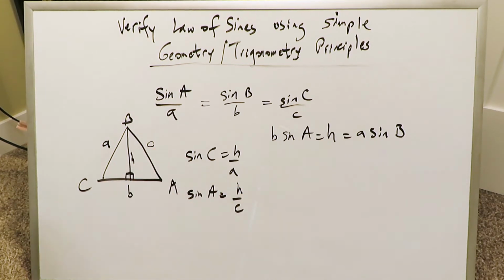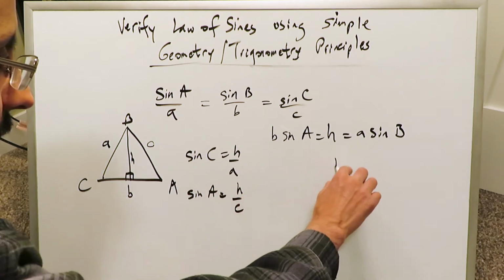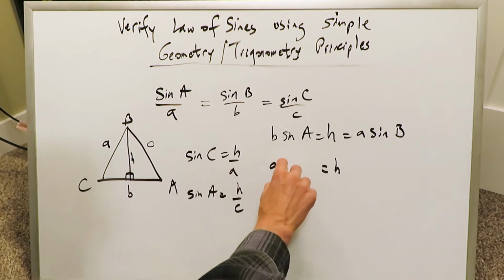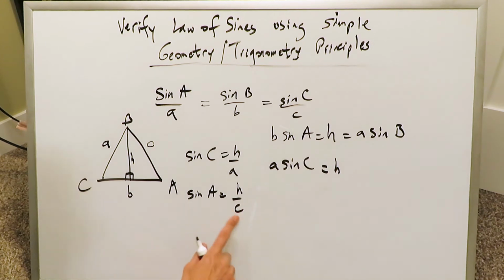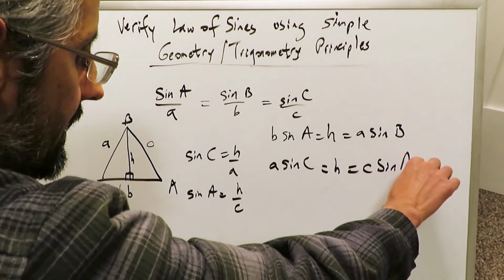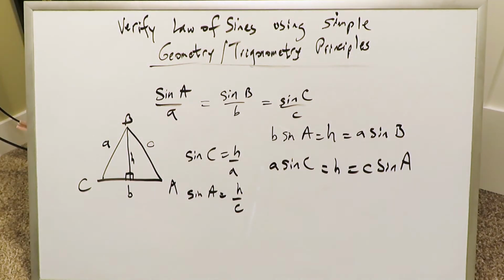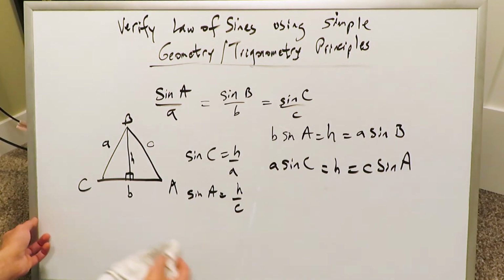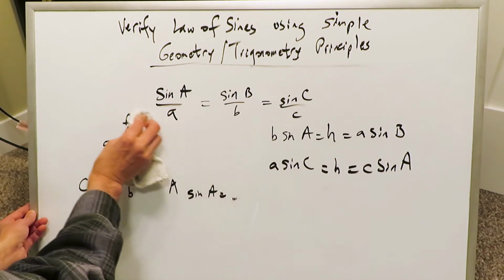Now in this expression we can basically solve for h again here. We have h. From here we're getting a sine C, and then from here we're getting c sine A, right? c sine A. Now what we can do is look at each of these expressions and we can convert them into ratios. We don't need this diagram anymore, so I'm going to erase it.